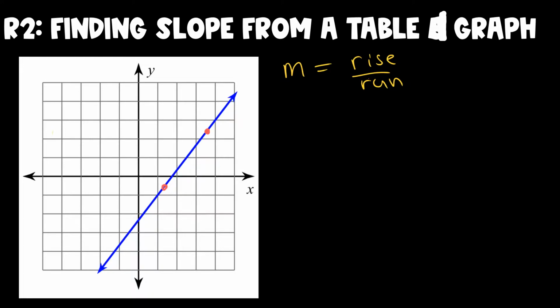However, it just can't be any 2 points. What we need is not just any point. We need a point that crosses this blue line on the grid perfectly. So I couldn't pick right here because it does not cross it perfectly. However, right there, it will cross perfectly.